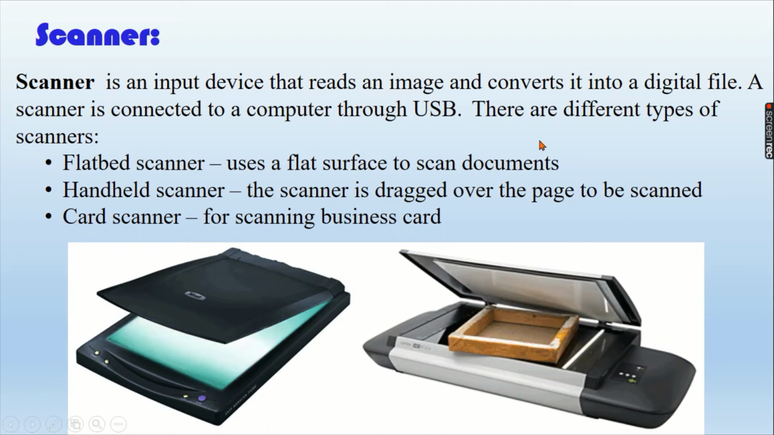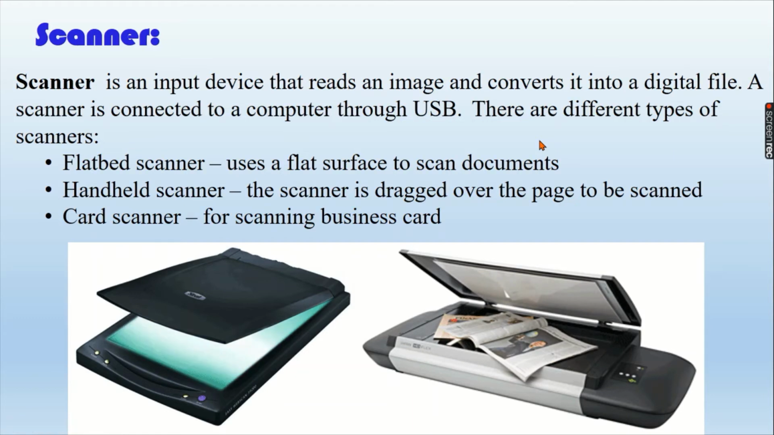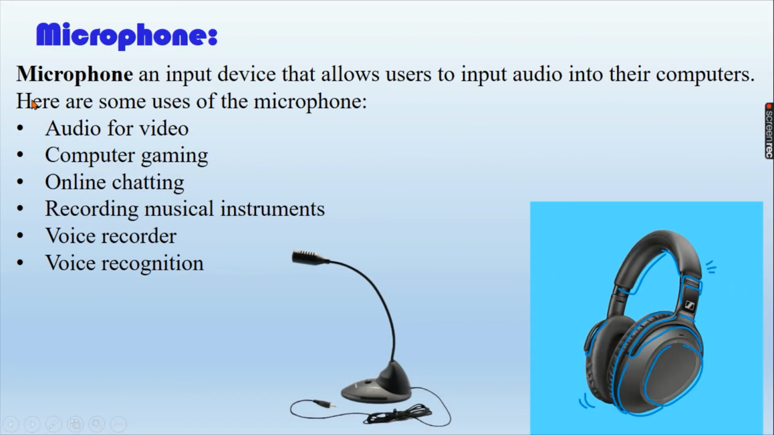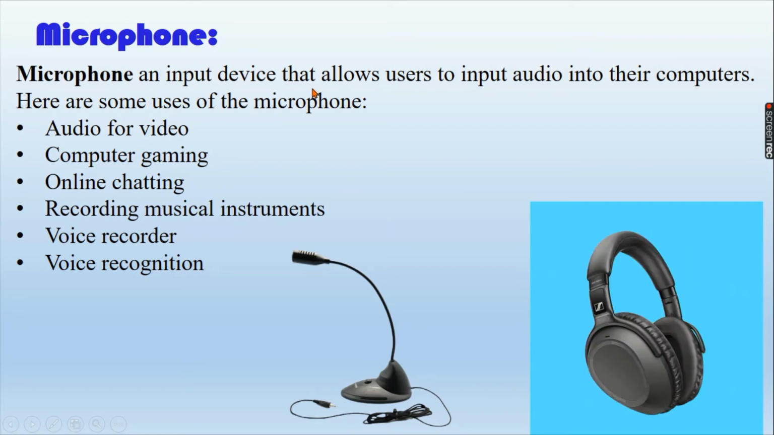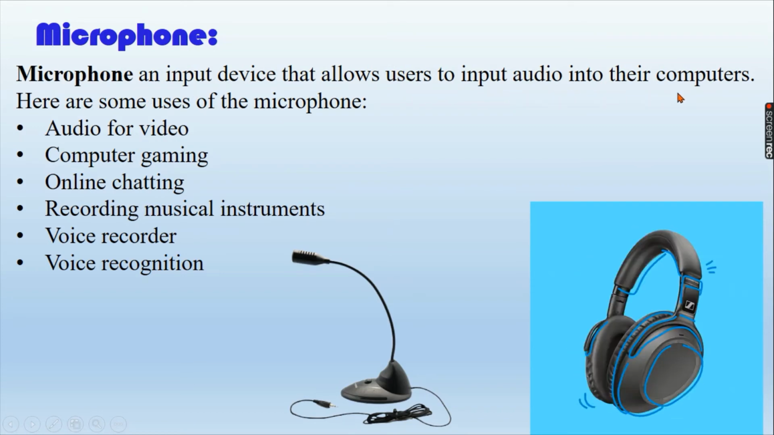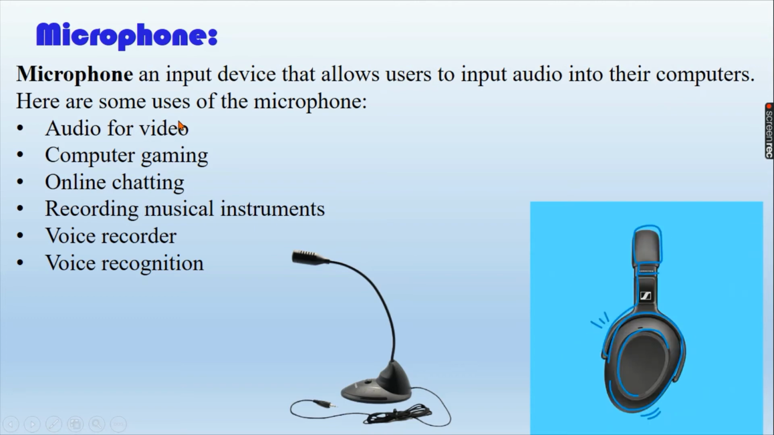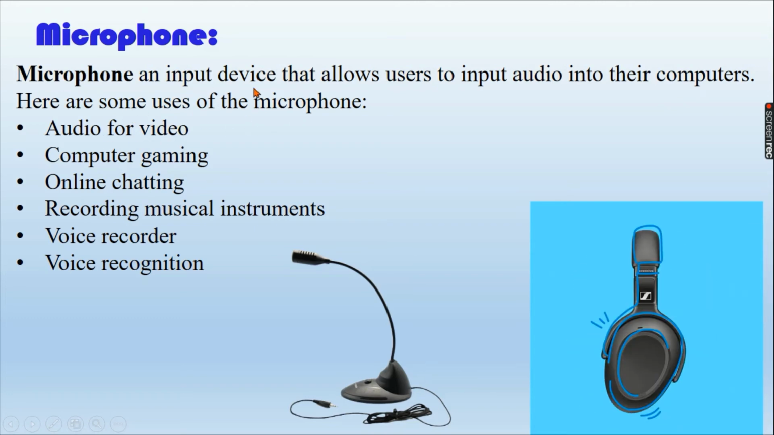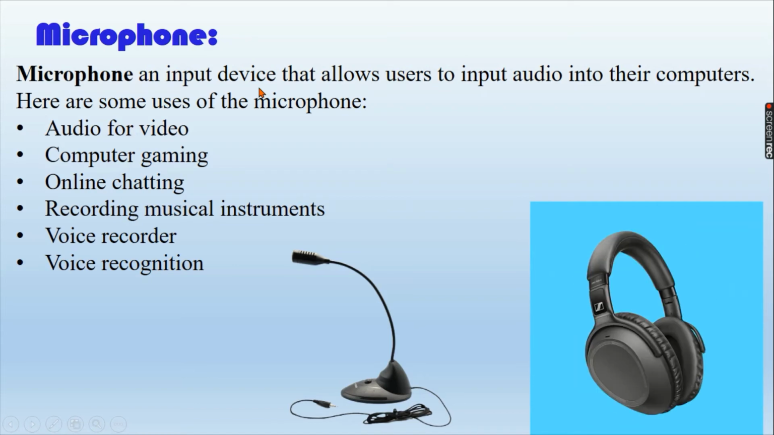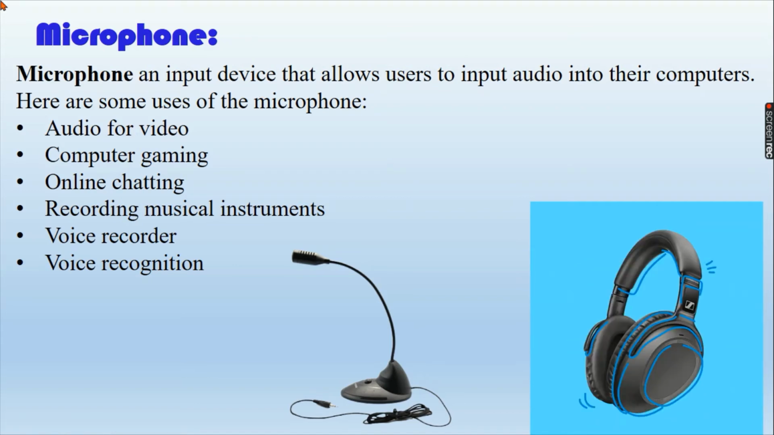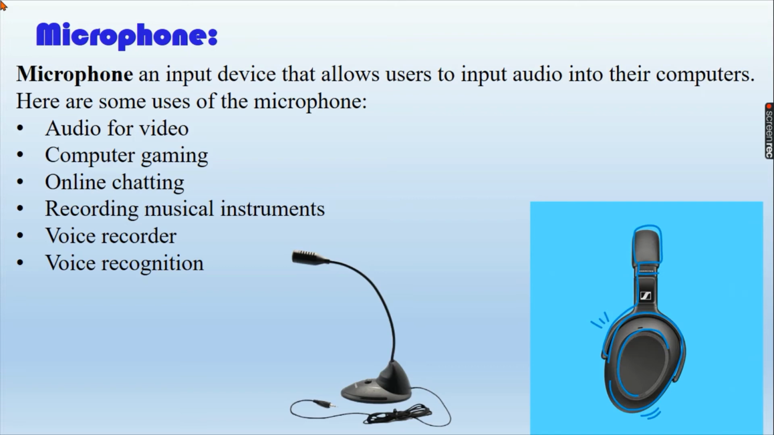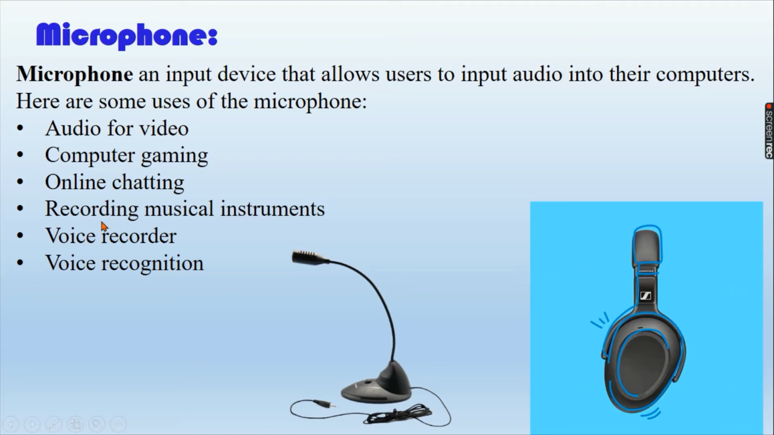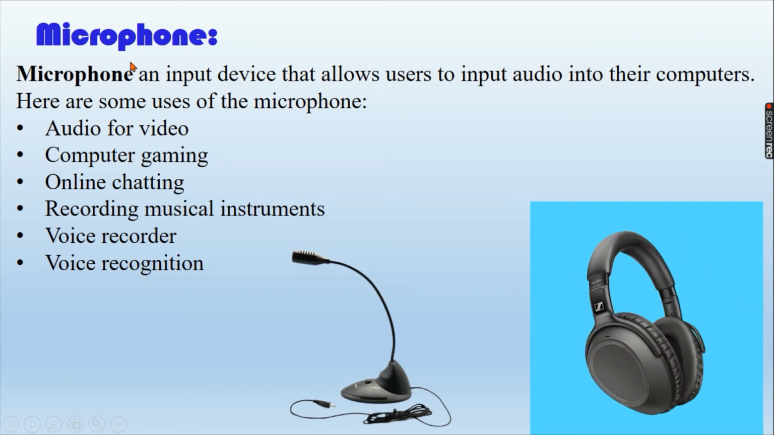So let's see which one is the next. That is microphone. Microphone is an input device that allows users to input audio into their computers. Here are some uses of microphone. Microphones are very common if you want to record your sound, or if you want to talk to another person in another country, so you want to chat with that person. So microphone is used to convert your voice into electronic pulses.